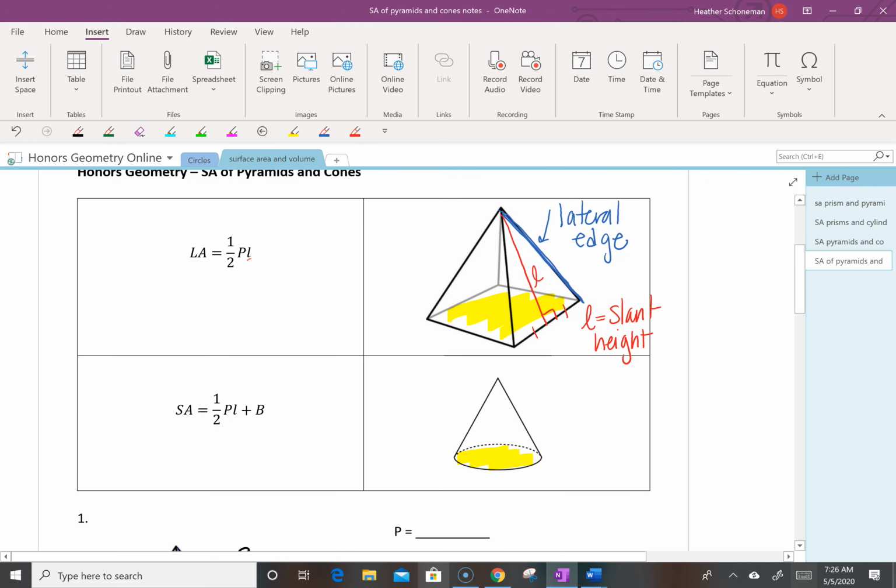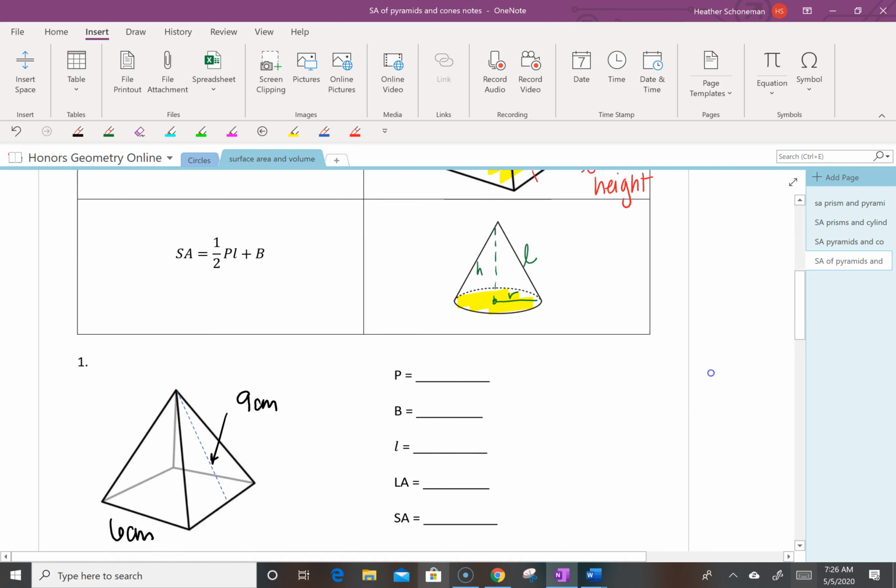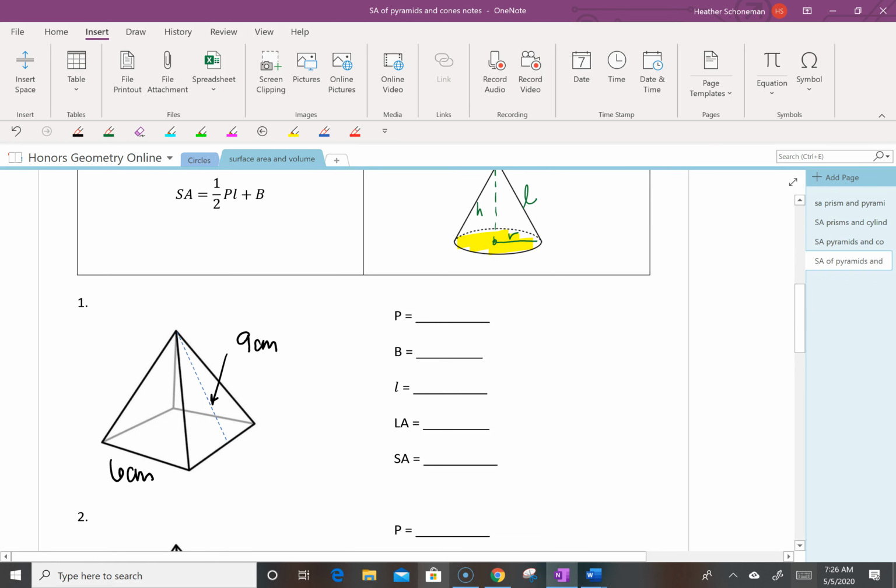Okay, in a cone, you should know some of these measurements already. This is the radius, and this is the slant height. In a cone, there's no lateral edge. The one in the center is the height. Now, we'll use the height when we do volume, but we need the slant height to do lateral area and total surface area.